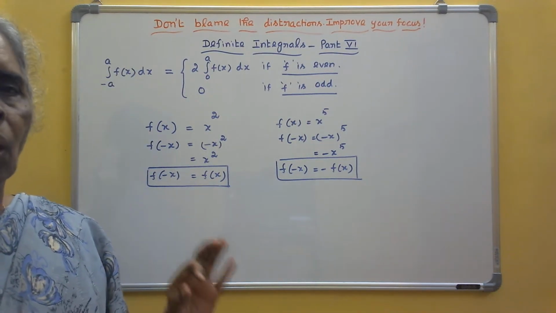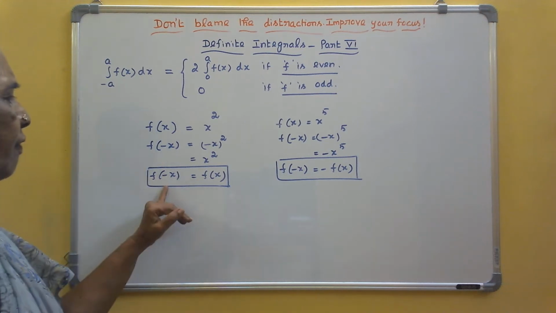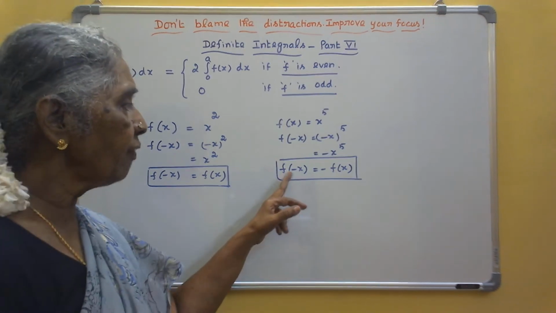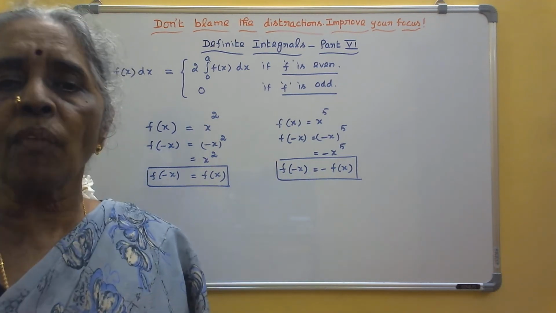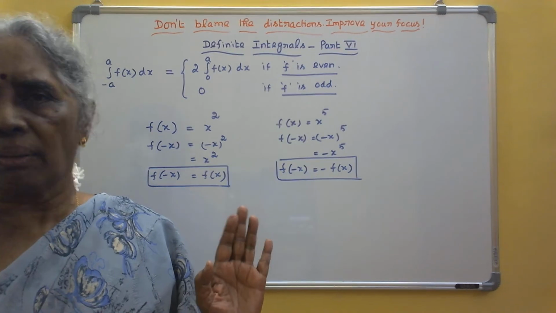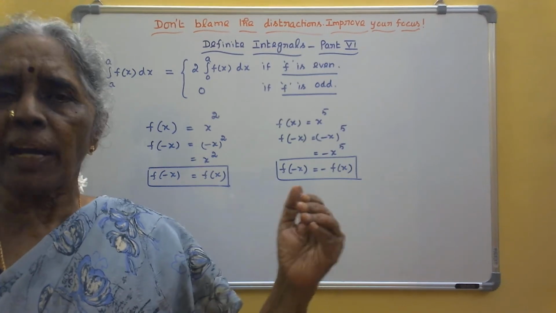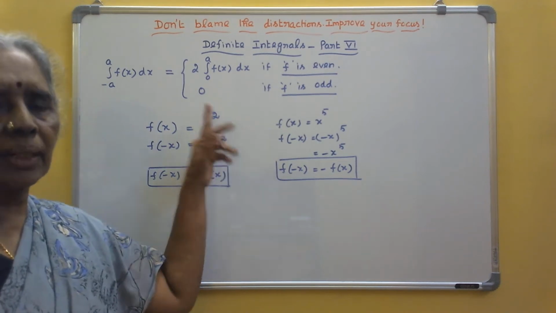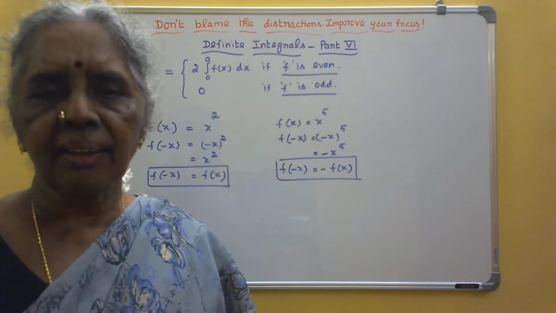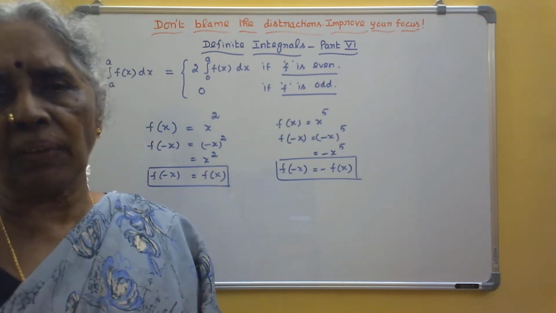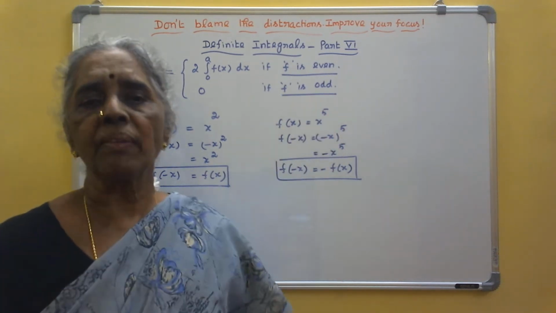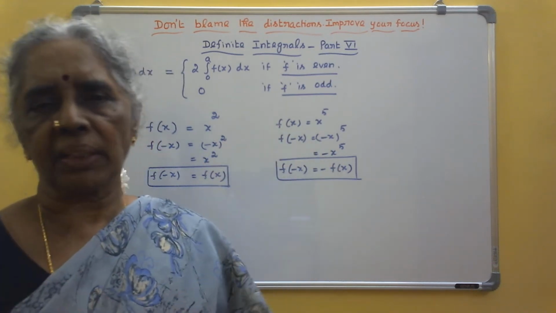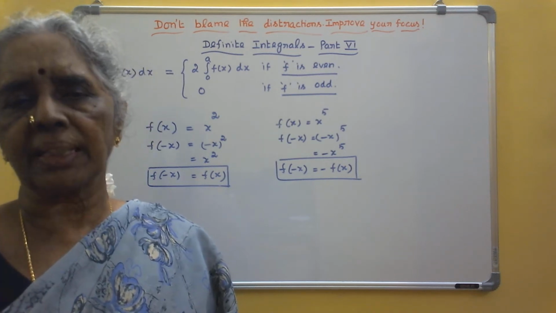So, now, what is an even function? If f of minus x is equal to f of x, it is an even function. If f of minus x is equal to minus of f of x, it is an odd function. Now, as far as algebraic functions are concerned, if you have even powers, that is 2, 4, 6, 8, etc., your f of x will be an even function. If you have odd powers, 3, 5, 7, etc., then your f of x will be an odd function. This is regarding algebraic functions.